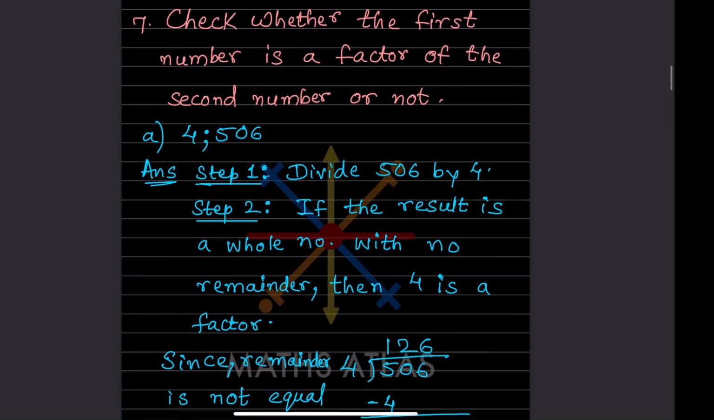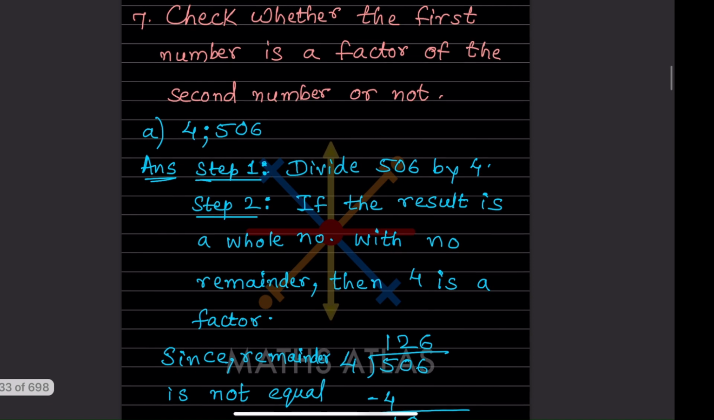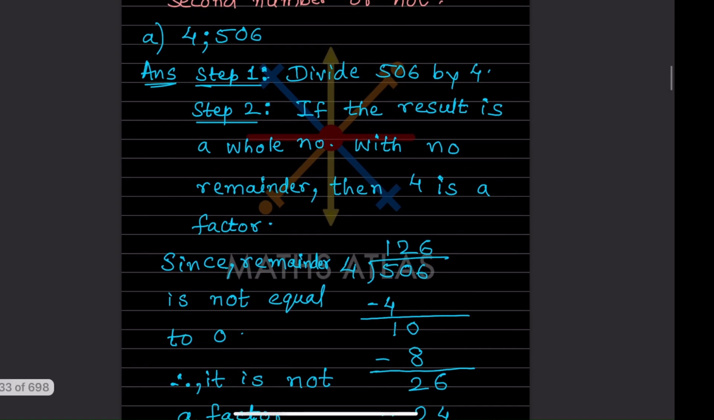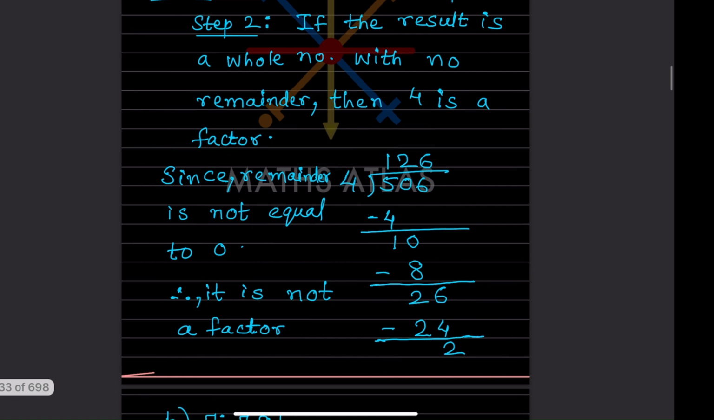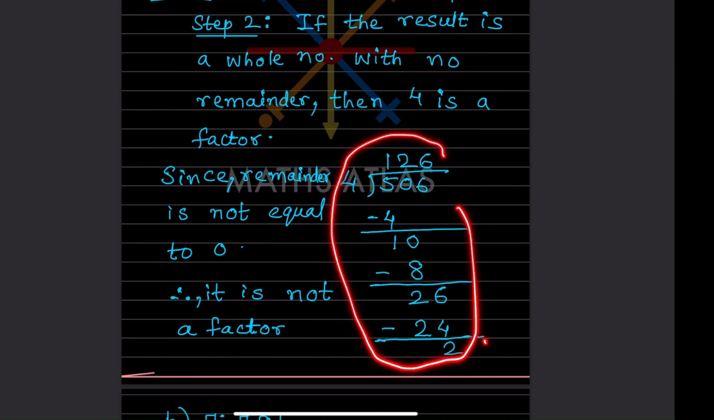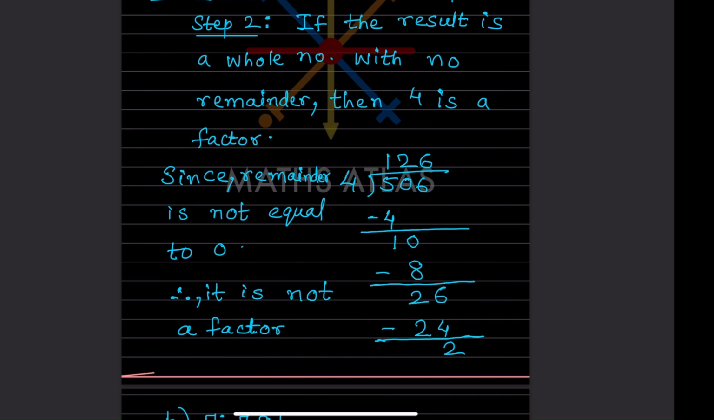Now check whether the first number is a factor of the second number or not. So now see here, this is given first and this is the second number. So what you have to do, first you have to divide 506 by 4. Then step 2: if the result is a whole number with no remainder, then 4 is a factor. Whenever the remainder is 0, then it will be a factor. So now let us check for this. See here, when we divide it, we get the remainder as 2. So what does this say? Since the remainder is not equal to 0, therefore it is not a factor.